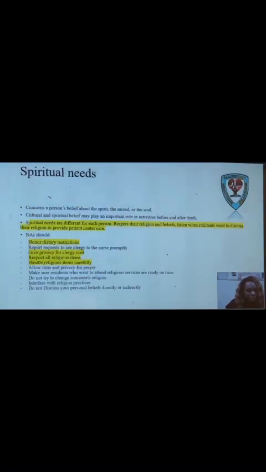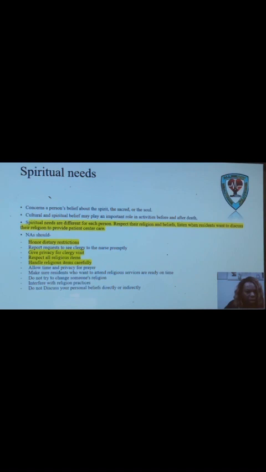Spiritual needs. Spiritual needs concerns a person's belief about the spirit, the sacred or the soul. Culture and spiritual beliefs may play an important role in the activities before and after death. Spiritual needs are different for each person. Respect the religion and beliefs. Listen when residents want to discuss their religion to provide patient-centered care.